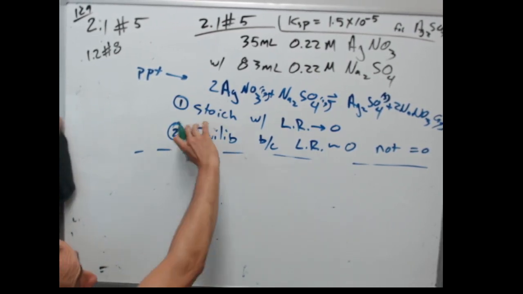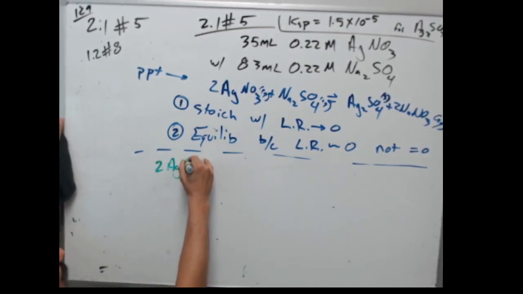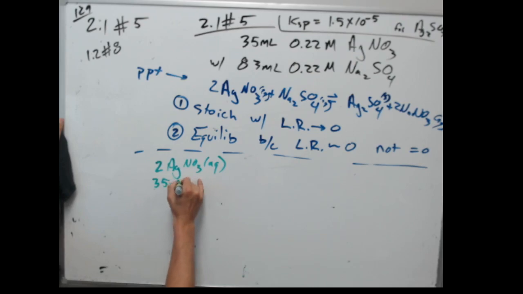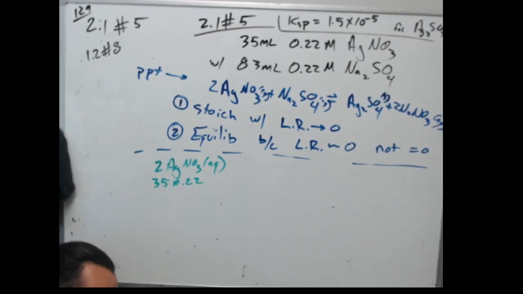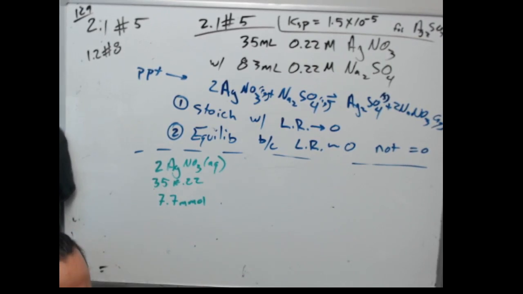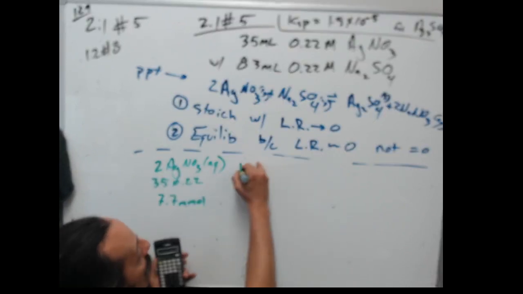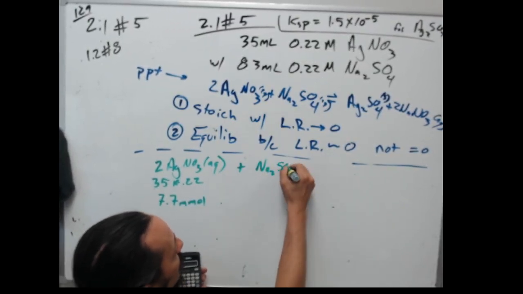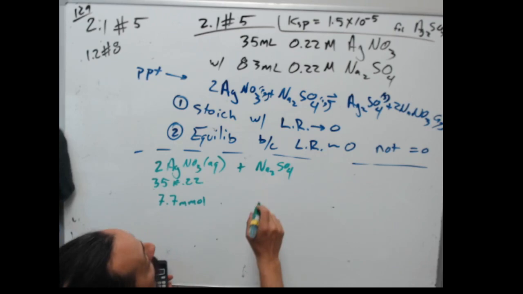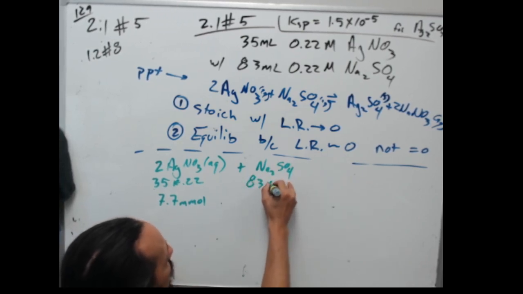Okay, so I'm going to write the same thing. I've got my 2AgNO3 aqueous. I'm going to have 35 times 0.22. Why do I always lose my calculator? There it is. 35 times 0.22. That's going to give me 7.7 millimoles. Are y'all going to be mad at me if I do millimoles? It's 10 to the minus 3 moles. It's just easier for me. Plus Na2SO4. I'm hoping by this time next week you'll all love millimoles, but no promises. And this is going to be 83 times 0.22.